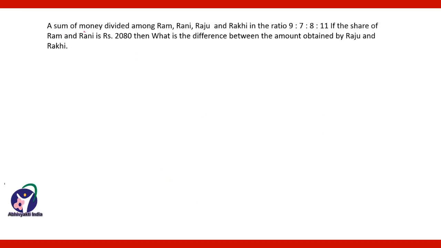A sum of money is divided among Ram, Rani, Raju and Rakhi in the ratio of 9:7:8:11. If the share of Ram and Rani is rupees 2080, then what is the difference between the amount obtained by Raju and Rakhi? Now here, the share of Ram and Rani is equal to rupees 2080, and their shares are in the ratio 9:7.